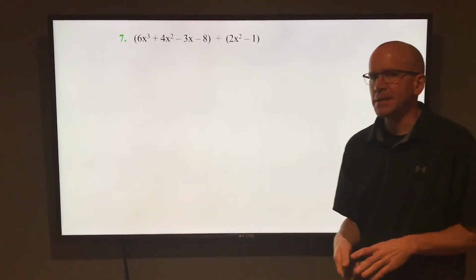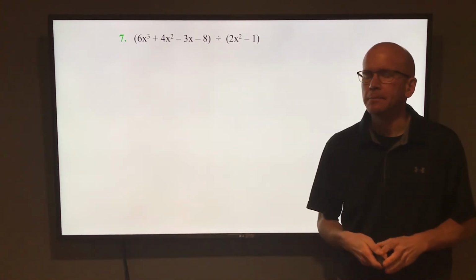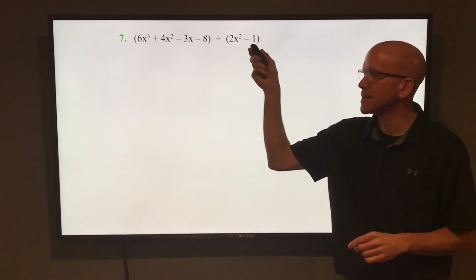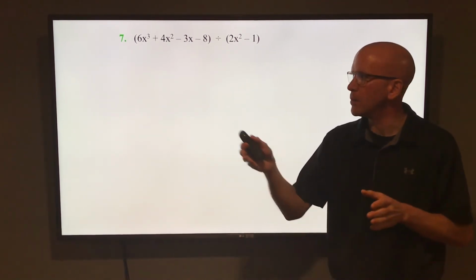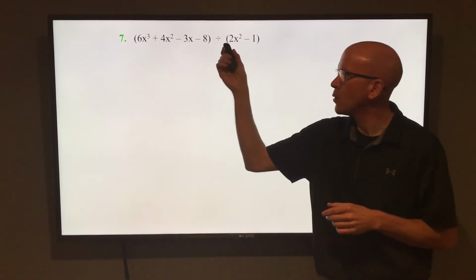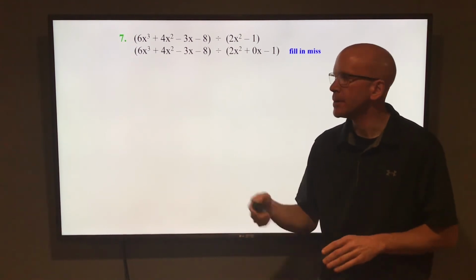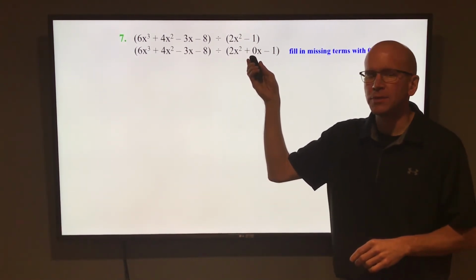We're going to divide 6x to the third plus 4x squared minus 3x minus 8 by 2x squared minus 1. But we are missing a term. You're jumping from 2x squared to the constant term. Whenever you're missing a term, whenever you skip over a term, whether it's what you're dividing or what you're dividing by, you have to fill in with a 0 as a placeholder. So we're jumping from 2x squared to that minus 1. We need to fill in with the 0x.